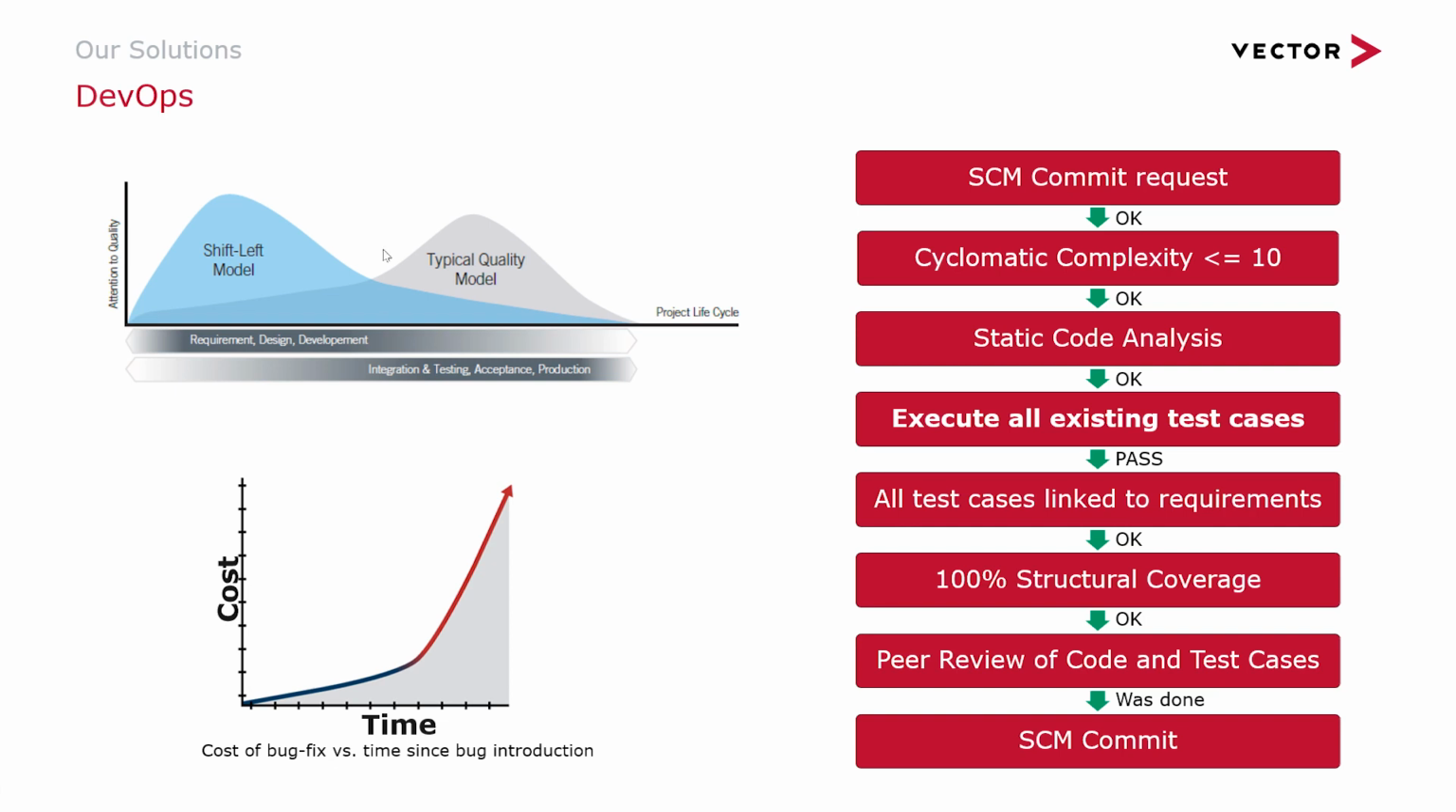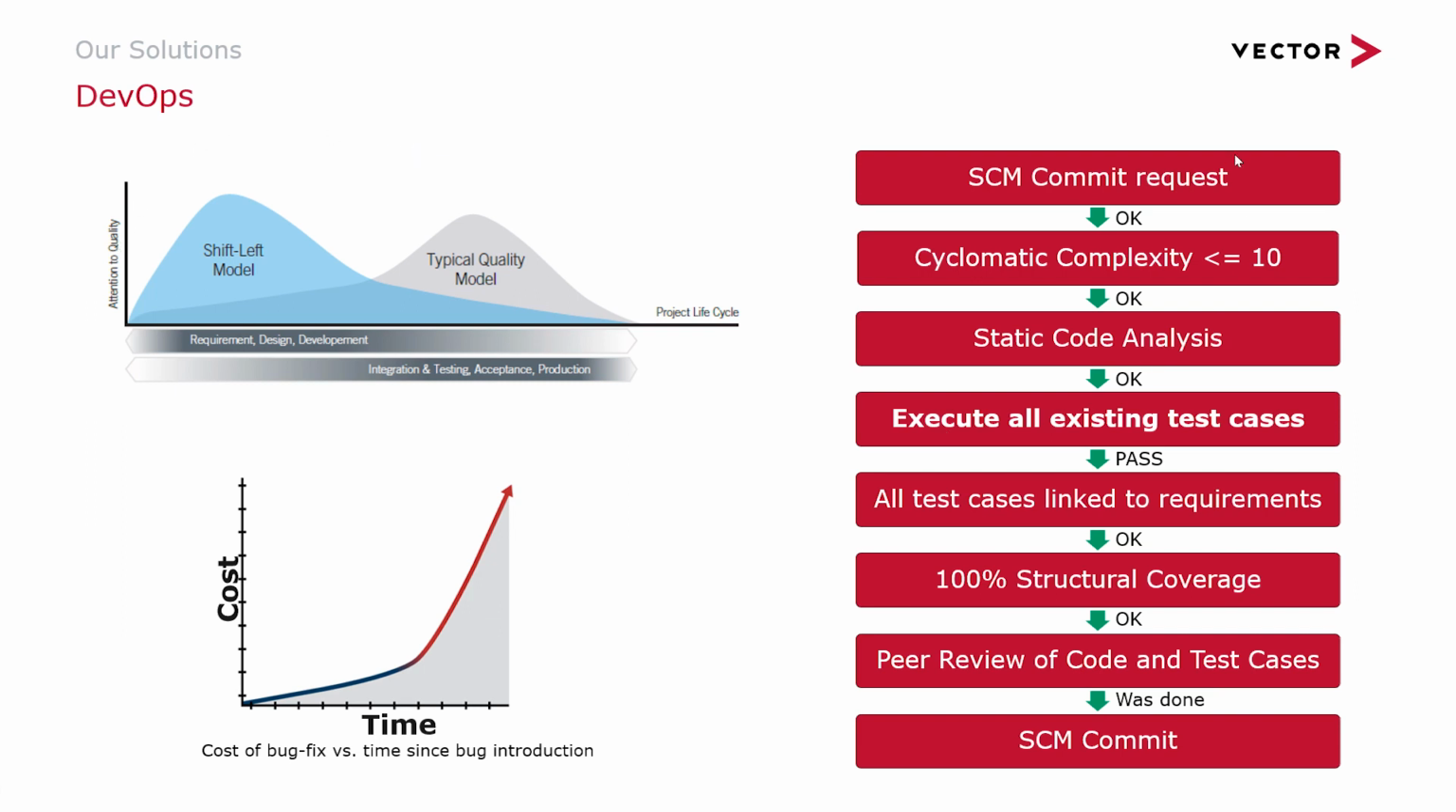So we spend more time on software quality early in the project because we are very close to introducing the source code. Testing activities is not something that is done at the end, which is a typical quality model. It is done very early.